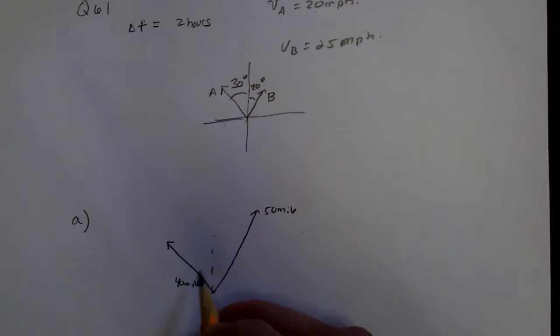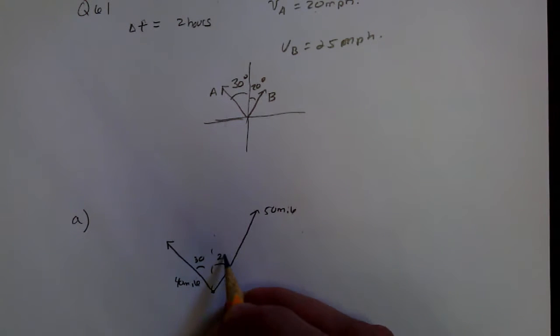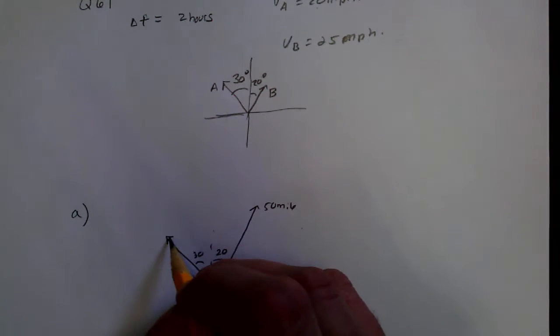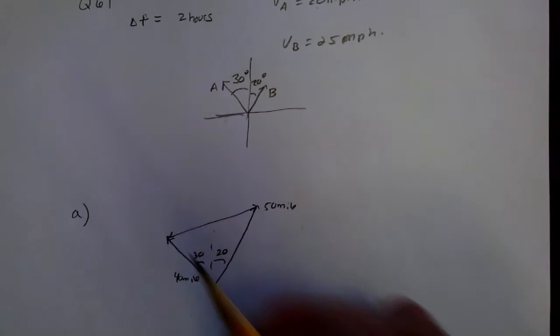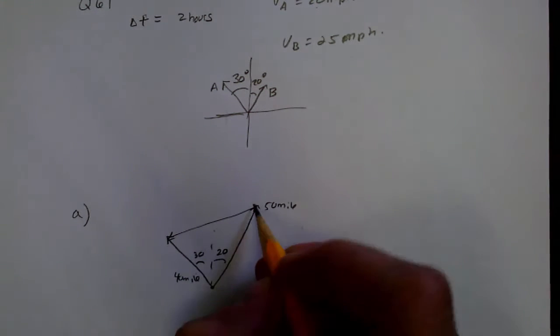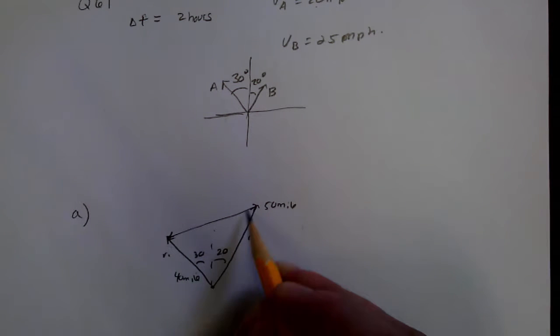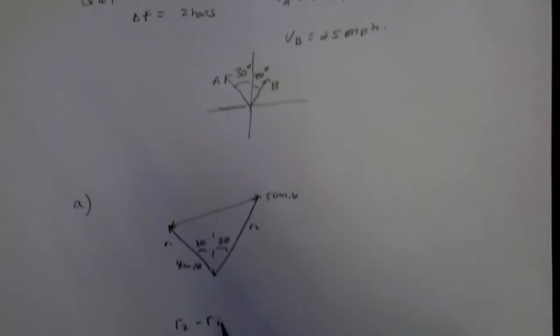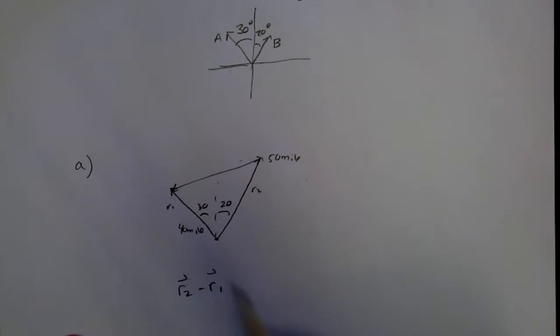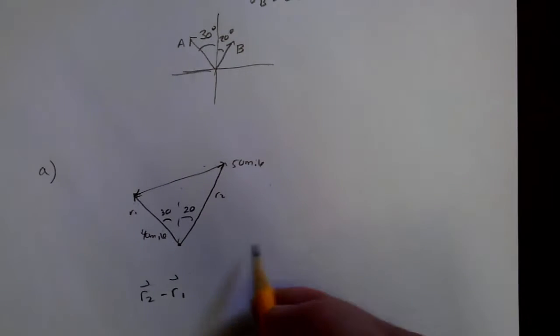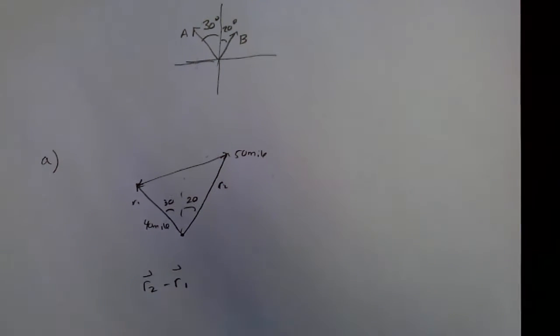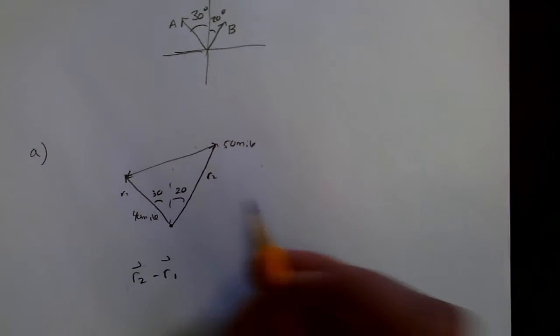Okay, and so this is 30 here, this is 20, and I would like to know the displacement between these two. So what is that vector here? If you call this R1 and this is R2, this thing here would be R2 minus R1. And I can then just find the magnitude of that. This is a good vector problem, so let me do this really quickly. And then the next question, B, is really going to be about relative velocity.